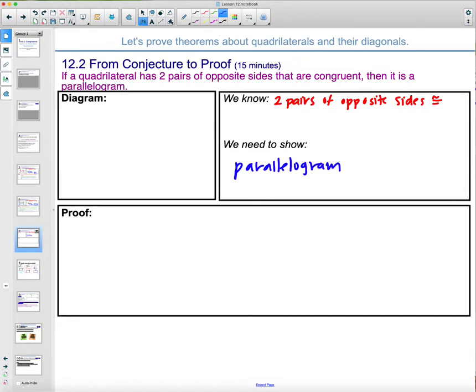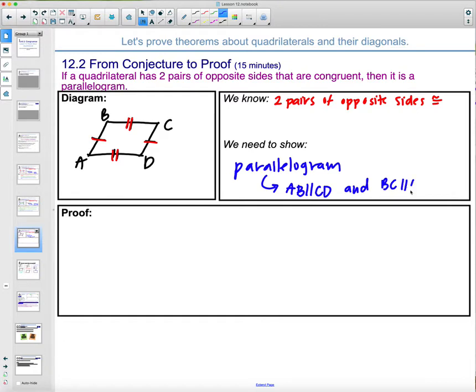So let's draw a picture of this situation. Two pairs of opposite sides are going to be congruent. Let's label it so it's easier to talk about. So this side is congruent to this side, and this side is congruent to this side. That's what was given to us. And then we're ultimately trying to prove that it's a parallelogram, which again means that we have to have opposite sides parallel. So we're trying to prove that AB is parallel to CD and that BC is parallel to AD.